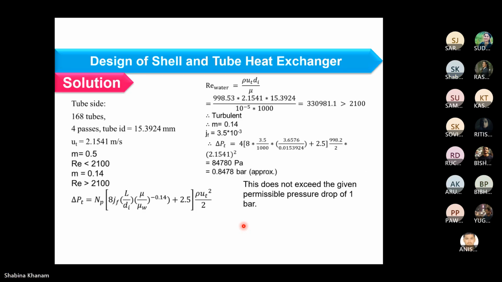Okay, so in this way we can find out the shell side heat transfer coefficient, the tube side heat transfer coefficient, and the overall heat transfer coefficient. Once you do the iteration, you will bring the overall heat transfer coefficient into the permissible limit. However, the next step I'm having is the pressure drop.